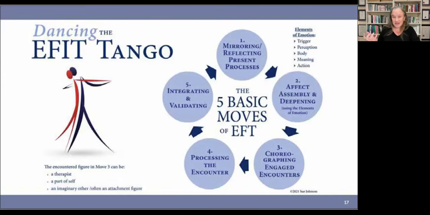And so you can see here on this diagram the elements of emotion listed, and there are many different versions of names for these, but here we've got trigger, perception, body, meaning, and action. And so if we were working with Frank, asking questions and assembling his experience around depression, we might end up with something like this to feed back to him after several minutes of going back and forth.